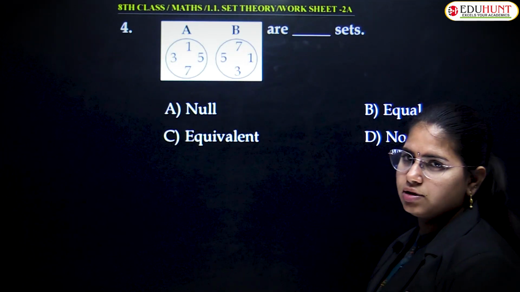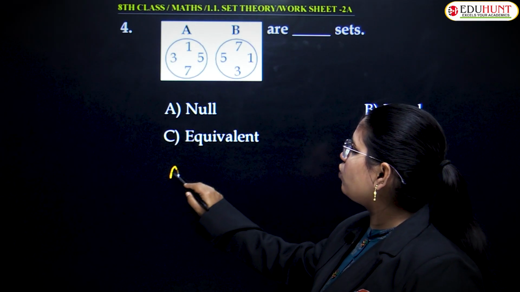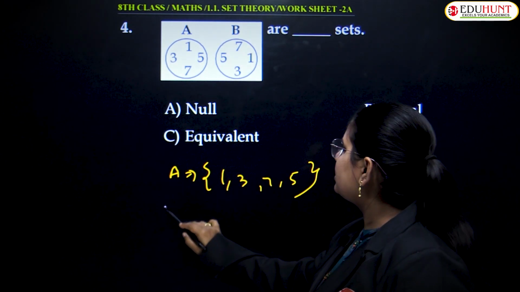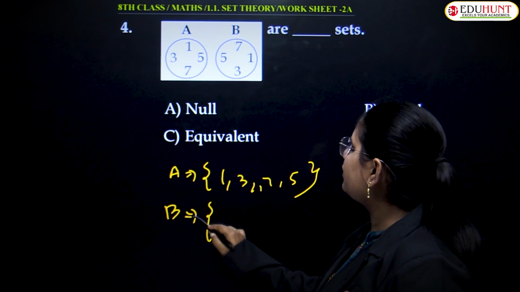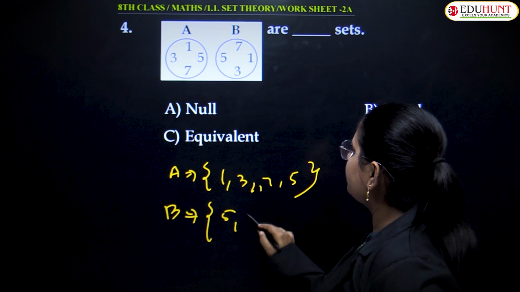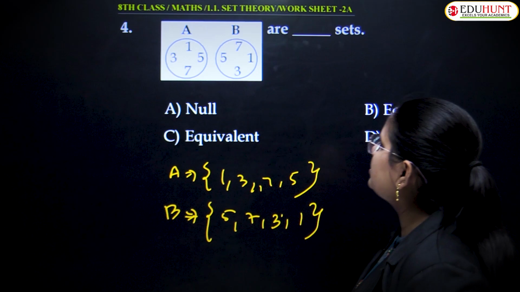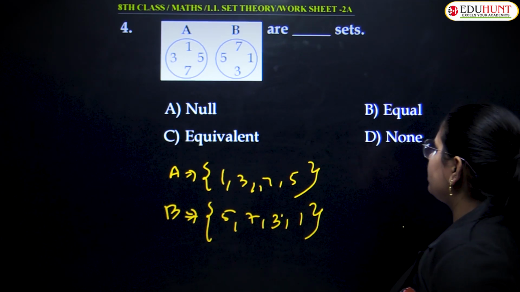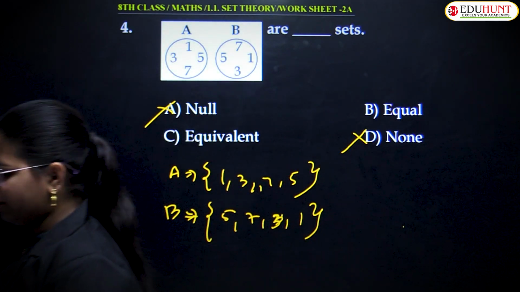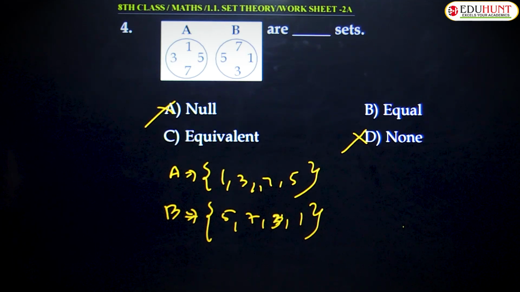So here they have given sets. In set A, what are the elements you have? 1, 3, 7, 5. In set B, you have 5, 7, 3, 1. So these are the options. The null and none options will be deleted because you are finding common elements, right? So what will be the answer then?